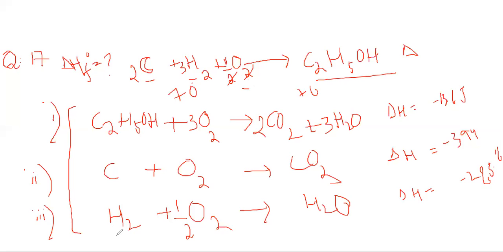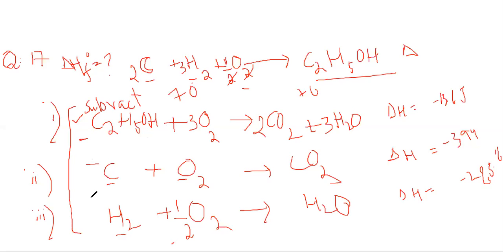This equation has hydrogen, carbon and oxygens, and you need ethyl alcohol on the product side. Let's see, in equation number 1, ethyl alcohol is present on the reactant side, but you need this on the product side. So if this is with a minus sign, then you can move this ethyl alcohol on the product side. So this proves that you have to subtract this equation. If you subtract this equation, then this ethyl alcohol will move on the product side.